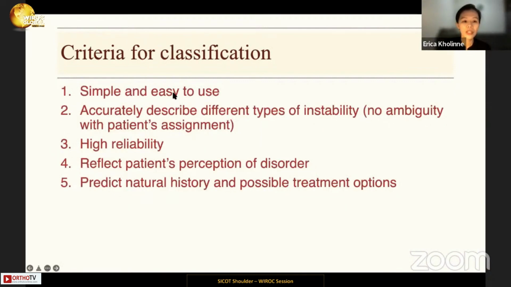A good classification should be simple, easy to use, accurately describe the different types of instability, be reliable, reflect patients' perception of the disorder, and predict natural history and maybe possible treatment.